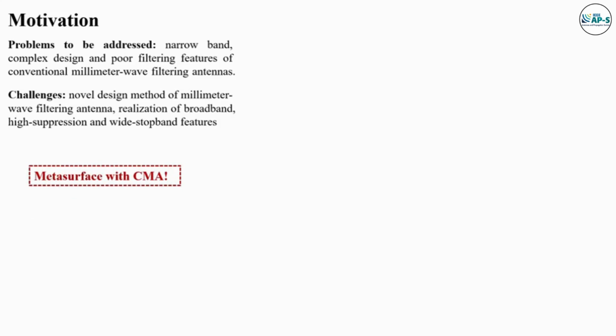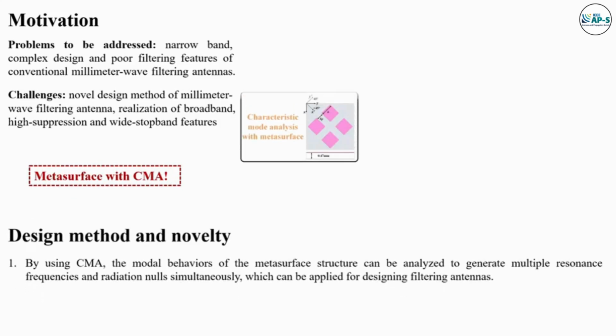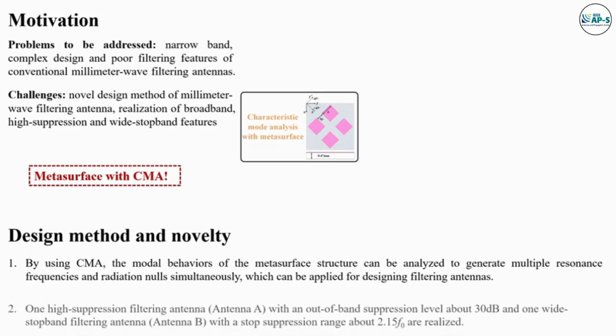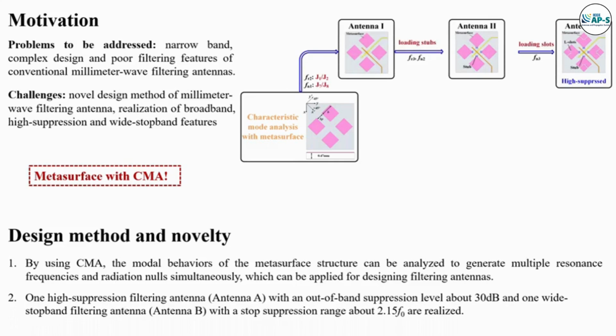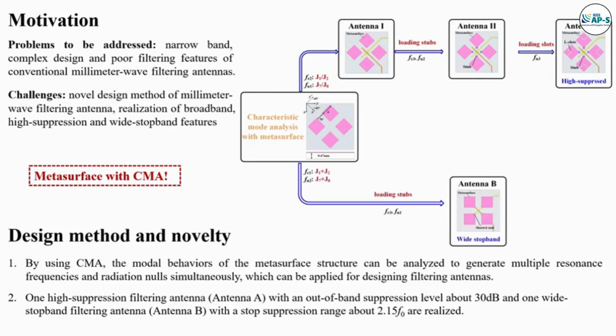By using CMA, the modal behaviors of the metasurface structure can be analyzed to generate multiple resonance frequencies and radiation nulls simultaneously. Based on resonance frequencies and radiation nulls, one high suppression filtering antenna, antenna A, with an out-of-band suppression level of about 30 dB, and one wide stopband filtering antenna, antenna B, with a stopband suppression range of about 2.15 F0, are realized.